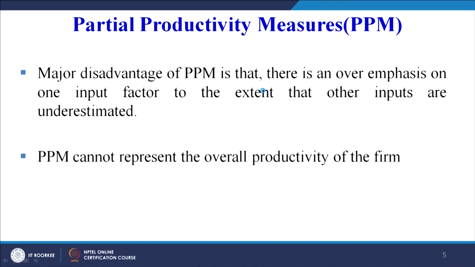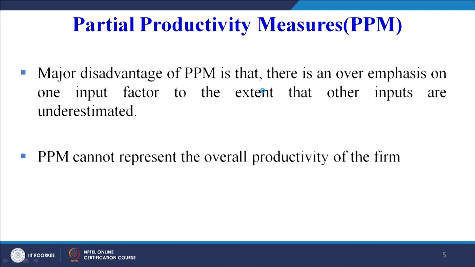So partial productivity measures, let us see what is the major disadvantage now. The major disadvantage of partial productivity measures is that there is an overemphasis on one input factor only, to the extent that other inputs are underestimated. Now in the case of manufacturing 500 cars in a week, suppose in labor productivity we are focusing on 500 people and the number of hours they are working per day, and accordingly we can calculate how many cars are produced per person.